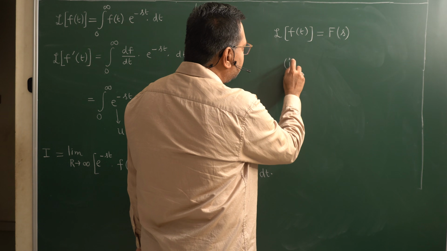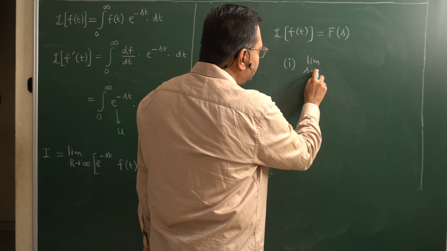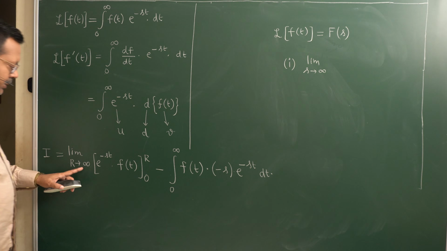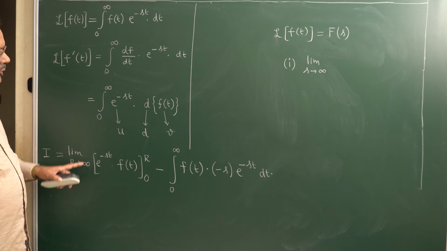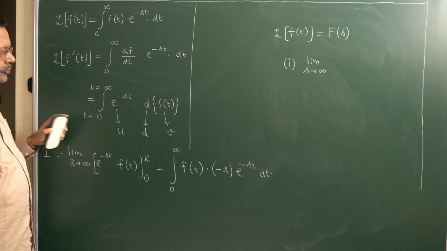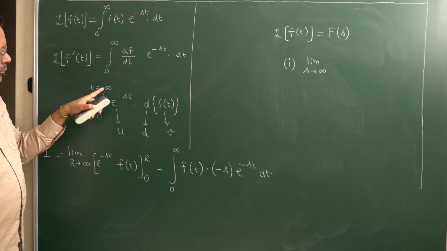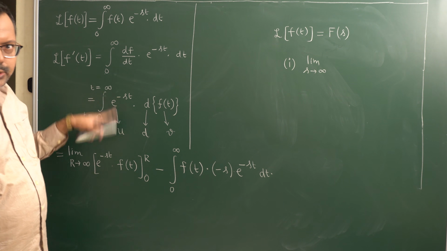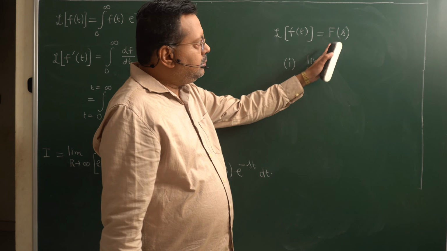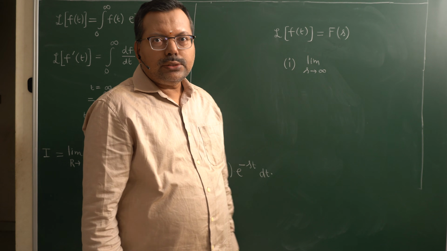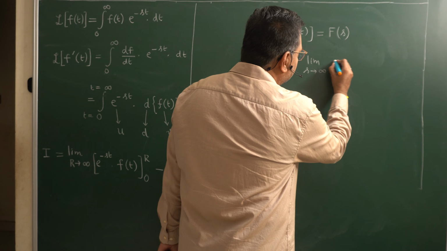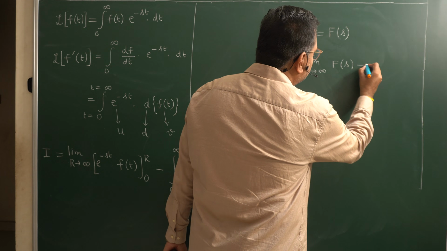The first condition is in the limit of s approaching infinity. Don't confuse this infinity with that infinity. This infinity is actually t, since the integral runs from t equal to 0 to t equal to infinity, so when you integrate with respect to t you get an infinity there. What we are discussing here is that after finishing the calculation you will have F of s, and we ask what happens if s tends to infinity. In that limit, F of s should vanish.